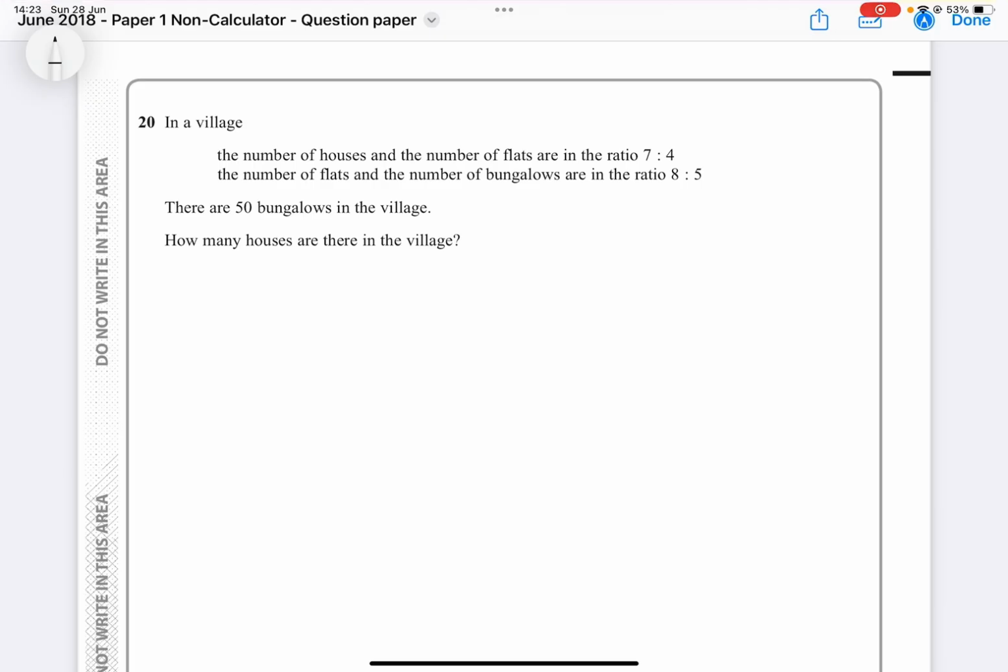And question 20 says, in a village, the number of houses and the number of flats are in the ratio 4:7. The number of flats and the number of bungalows are in the ratio 8:5. There are 50 bungalows in the village. How many houses are in the village? Okay, so we have two ratios over here. So we have houses to flats, which is 7 to 4. And then we have flats to bungalows, which is 8 to 5.